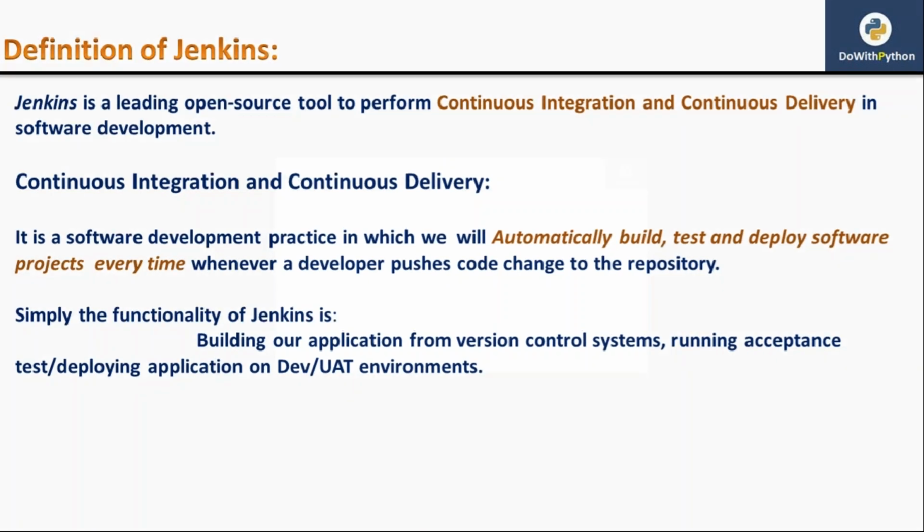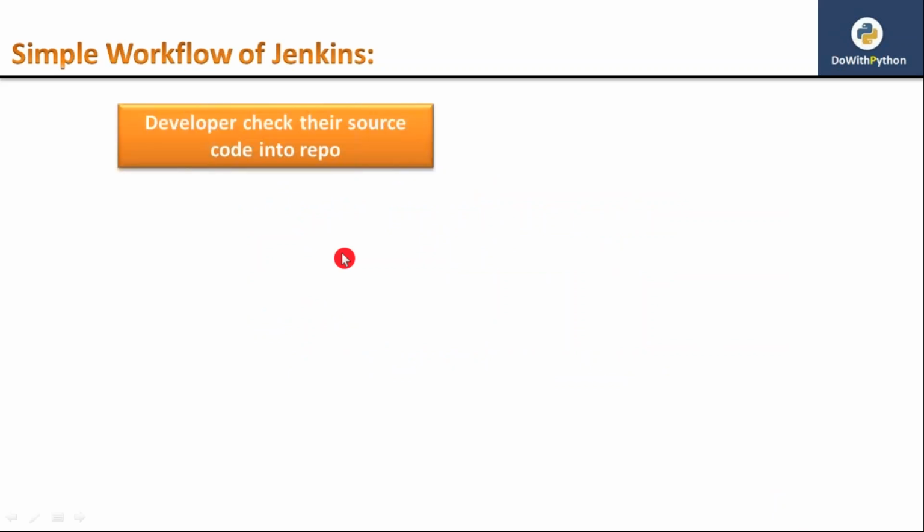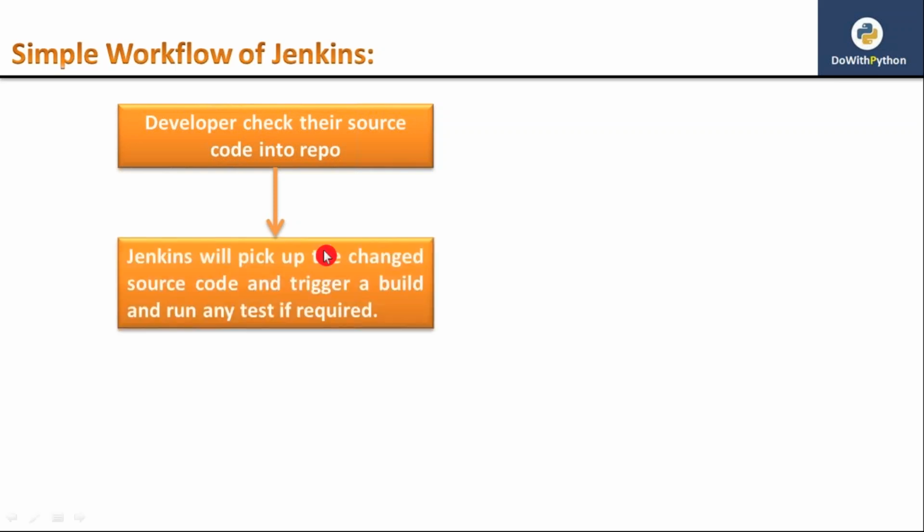Okay, now what is the simple workflow for Jenkins? See, simple. Developers check their source code into the repository, right? So from there your Jenkins work will start. Whenever there is a change in your code repository, Jenkins will automatically trigger with that identification. Jenkins will pick up that changed source code, trigger the build tool, and run any tests if required. So in the Jenkins tool, we have to do each and every step.